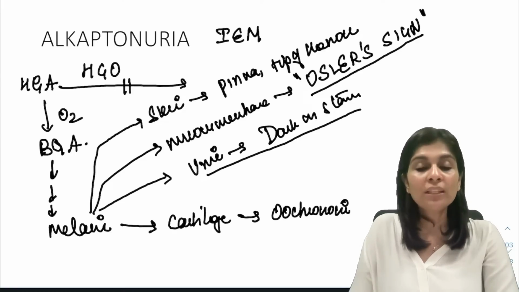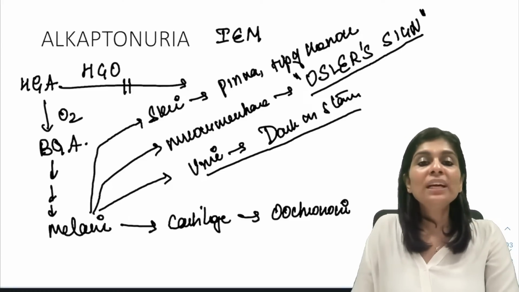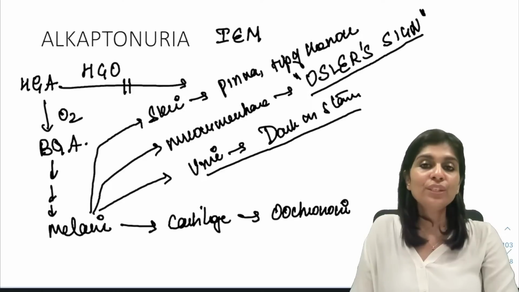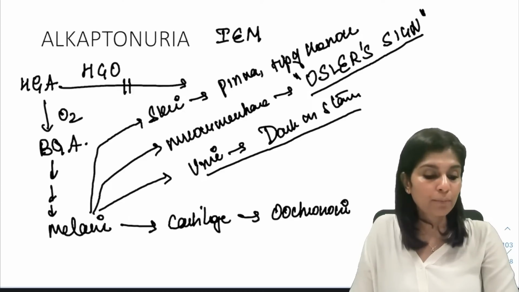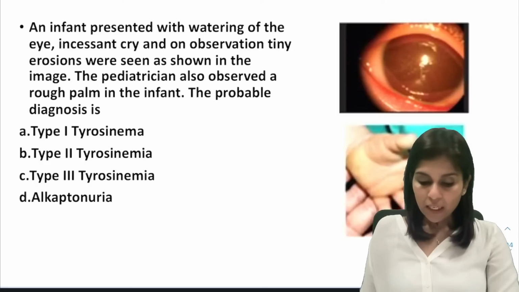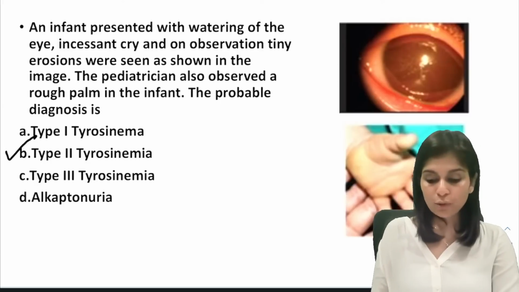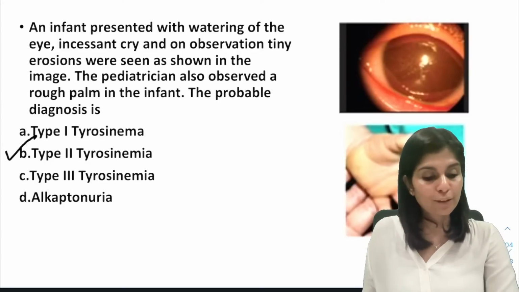I hope you all know that symptom is something which the patient comes and tells you. Sign is something which you elicit. So the first symptom will be urine turning dark on standing. First sign will be Osler sign for alkaptonuria. So what is the right answer here? The right answer here is type 2 tyrosinemia, which is oculocutaneous syndrome.